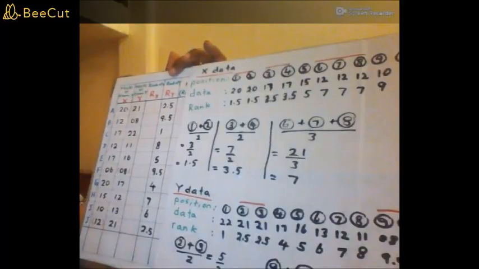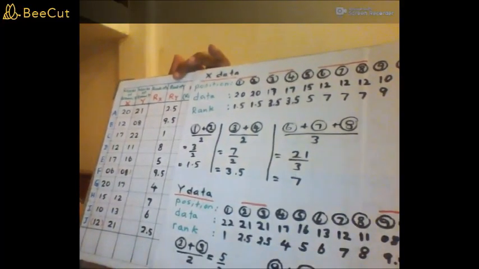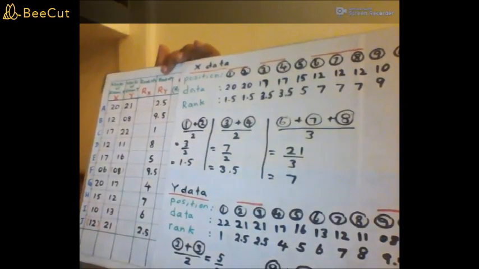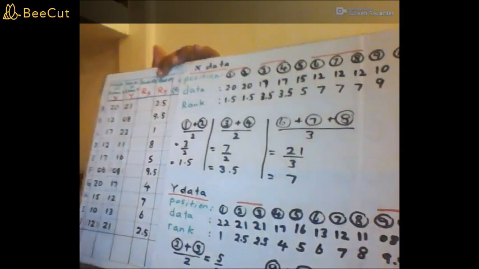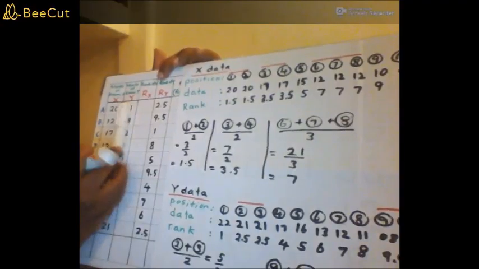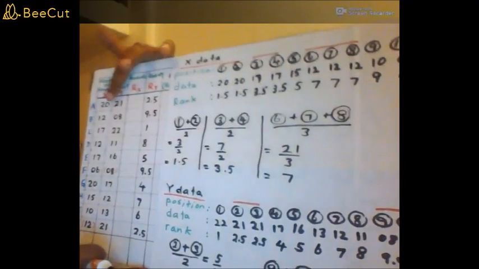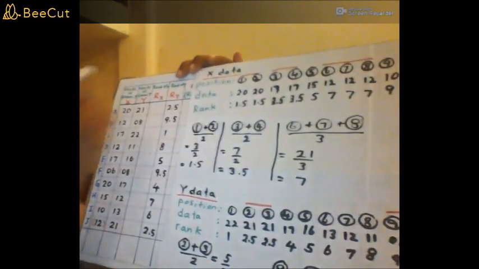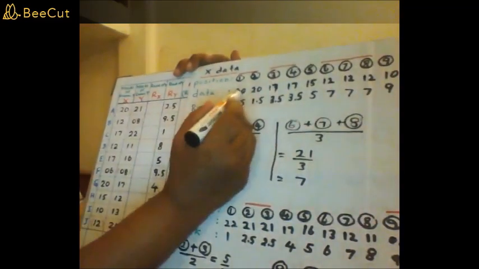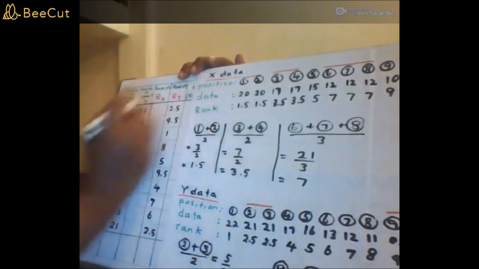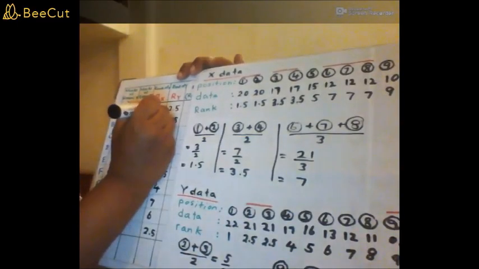When you are doing the X column or Y column, it's better to put your eraser, your ruler, a marker, or your finger in the middle, covering the column. Otherwise you will make mistakes. Now X1. First we'll go to the first. For 20, what's the rank? 1.5. For this one, 1.5.